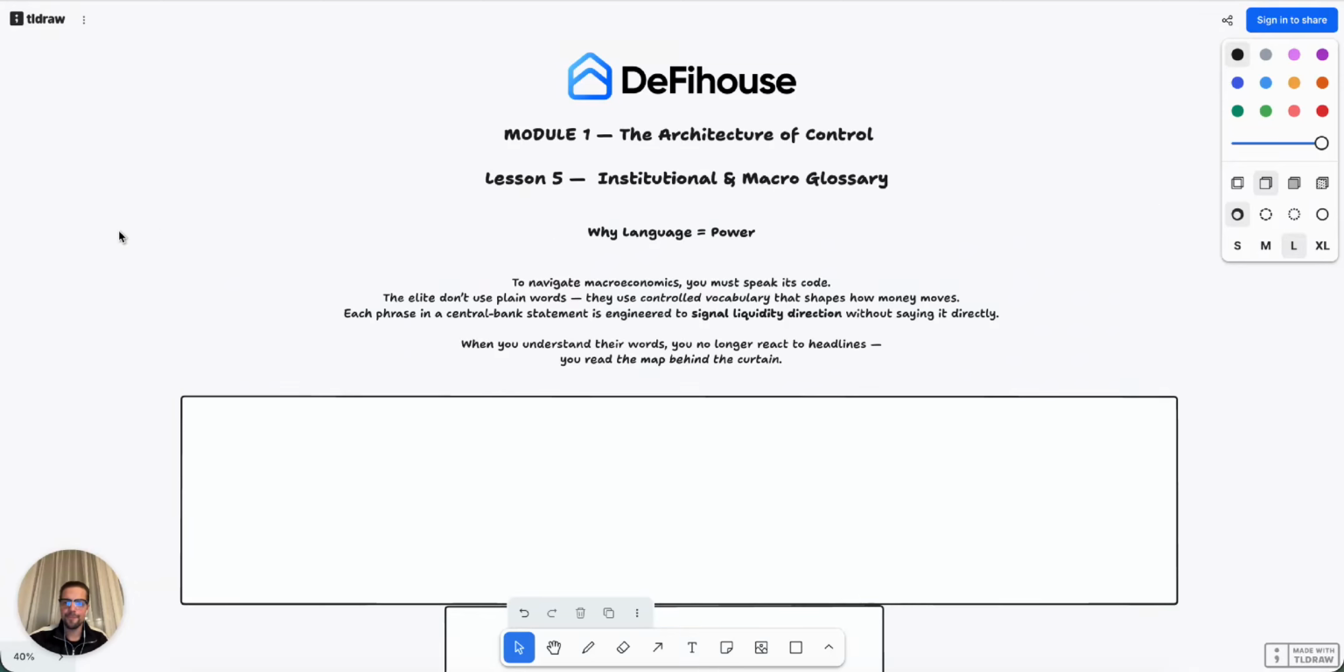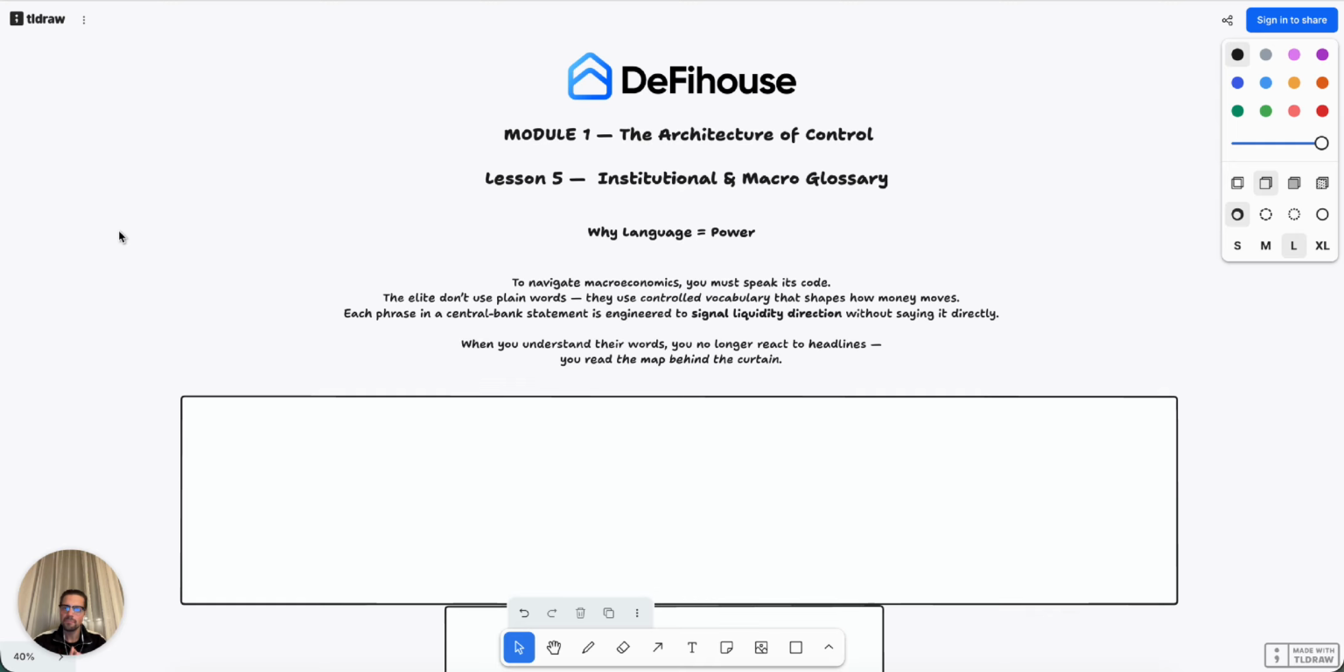Alright, welcome back. Lesson 5: Institutional and Macro Glossary, aka Dictionary. Okay, so why does language equal power? To navigate macroeconomics, you must speak its code. The elite don't use plain words, so to speak, they use controlled vocabulary that shapes how money moves. Each phrase in a central bank statement is engineered to signal liquidity direction without saying it directly.